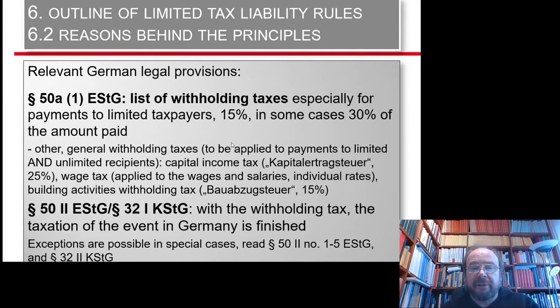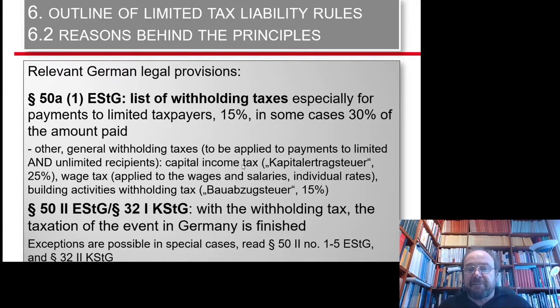So in German law you have some provisions on withholding taxes. In 50a EStG you have a list of withholding taxes which have been introduced especially and only for payments to limited taxpayers. They amount to 15% and in some cases to 30% of the amount paid. And apart from that, also those withholding taxes which are to be applied in general, that is also when you make payments of that kind to an unlimited taxpayer.